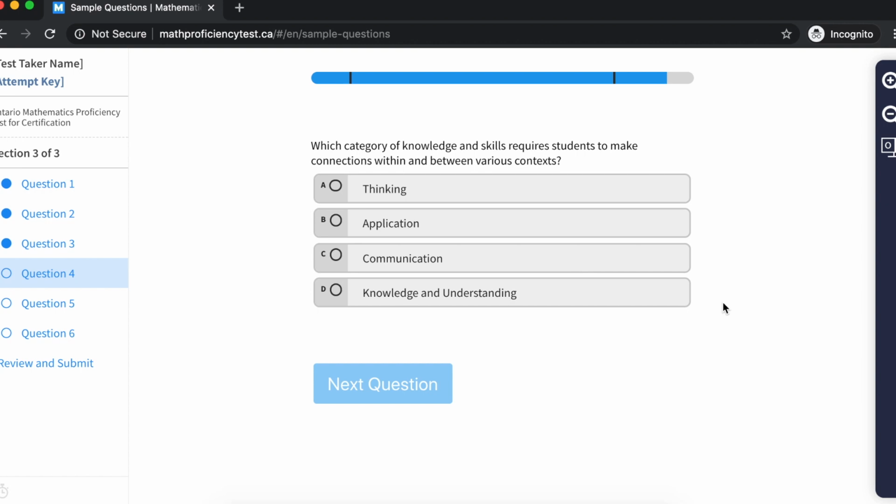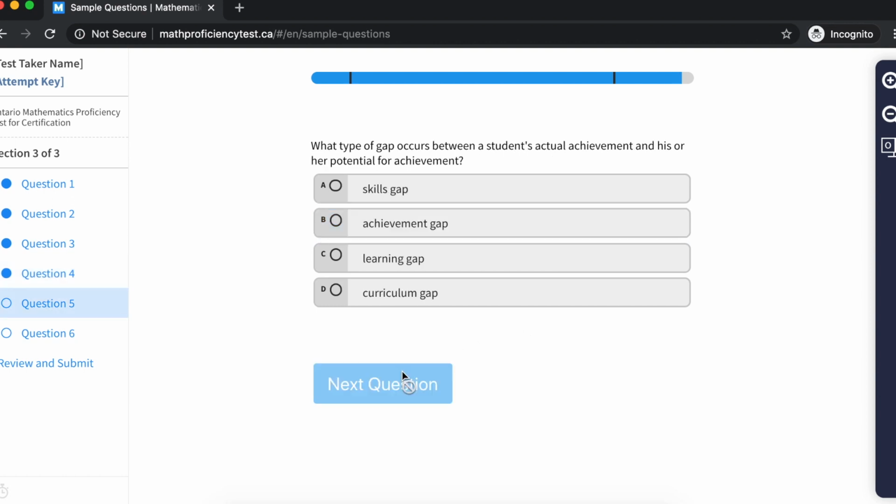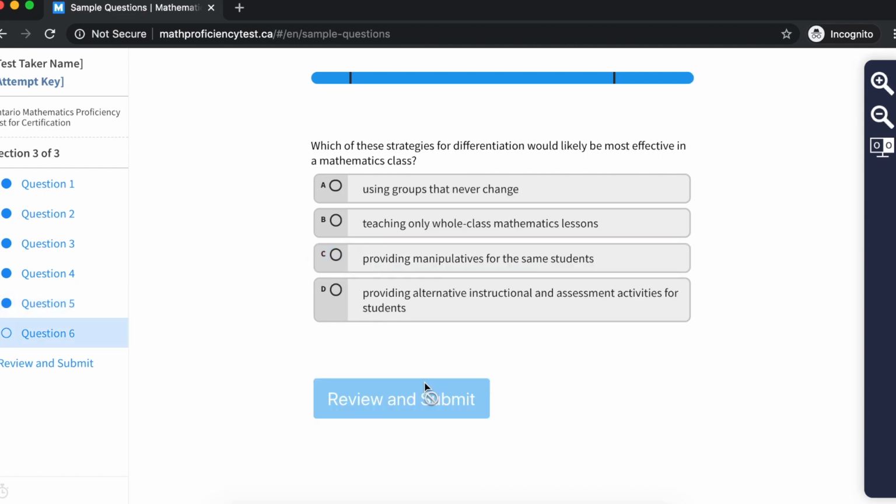Making connections within and between various concepts and contexts is an application. That's just directly from Growing Success again. What type of gap between a student's actual achievement and his potential achievement? So that type of gap is a learning gap. That's the only type of gap that's mentioned in Growing Success.